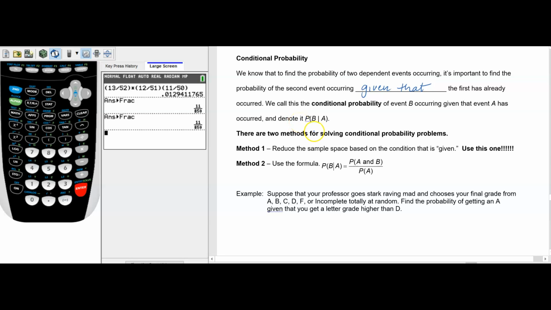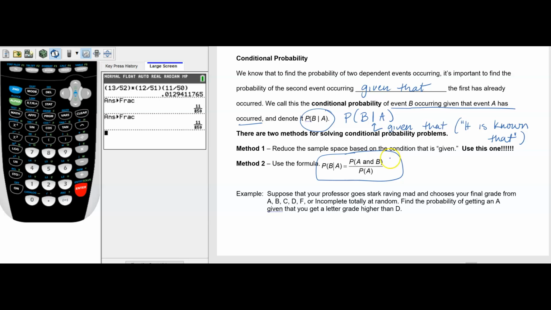The way that we write conditional probability, so the way we write, what's the probability of event B occurring given that A has already occurred, we write it like this. So P of B given A. So this vertical line just means given that, or it is known that. Okay, there is a formula for this, and the formula is right here. I would highly recommend just thinking about how to do the problem rather than using the formula, but I will also tell you in words what this means in case you like the formula.